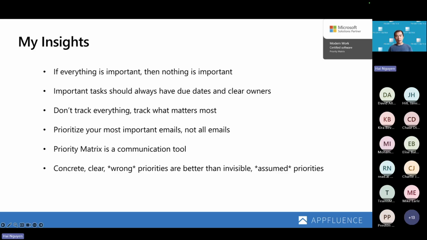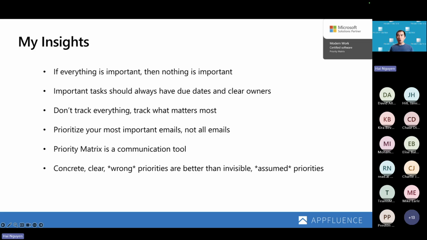And let me explain that. Let's just say after today's webinar, you go back and you decide, I'm not going to use Matrix. I don't want to track anything. Why? We know exactly what we need to work on. Perfect, right? So that right there is what I called assumed priorities, and invisible because it's not explicit.